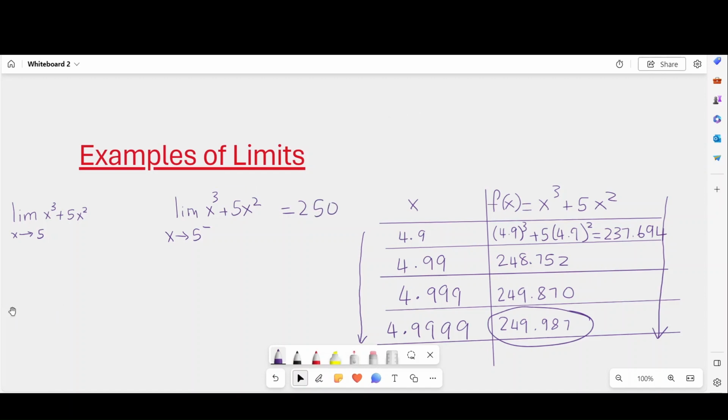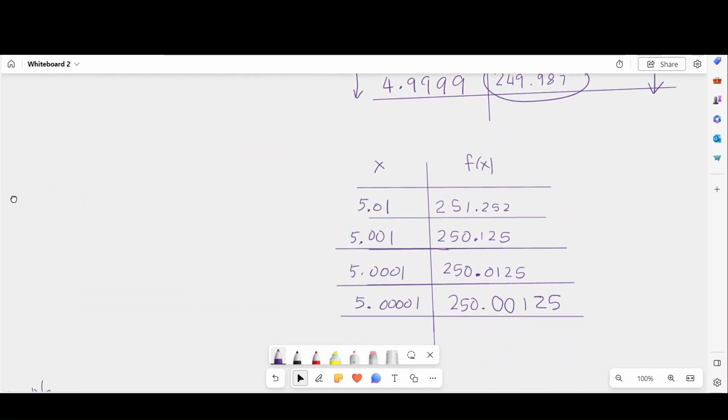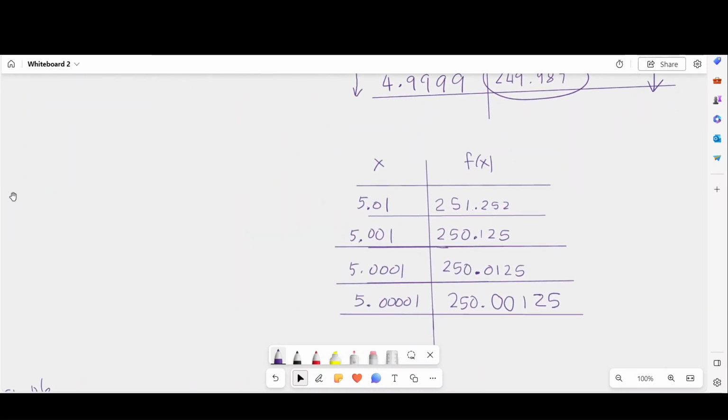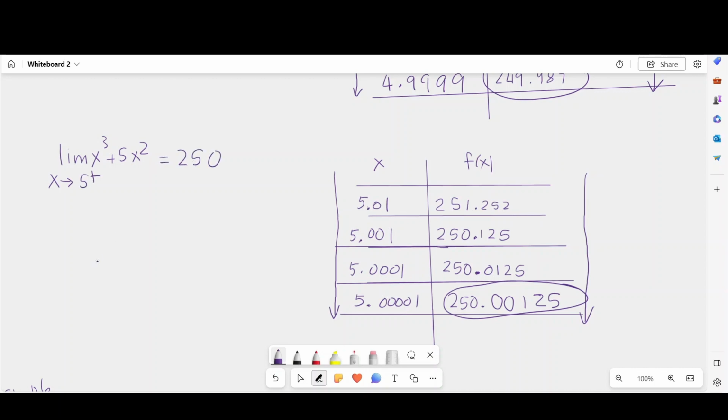Now let's approach 5 from the right-hand side. You can confirm the function values for the x values in the table. Again, as x approaches 5 from the right-hand side, f of x approaches 250. We write it as follows. The limit of x cubed plus 5x squared as x approaches 5 from the right-hand side equals 250.